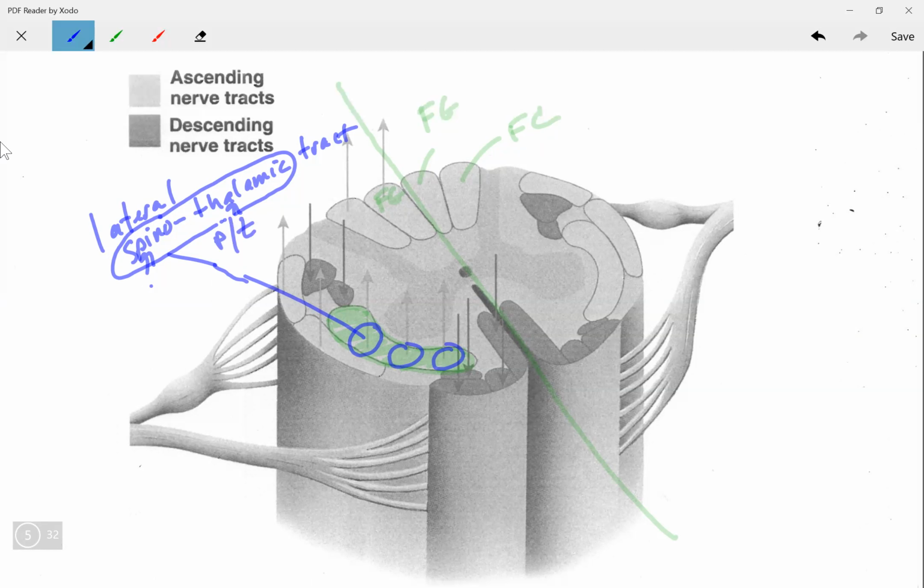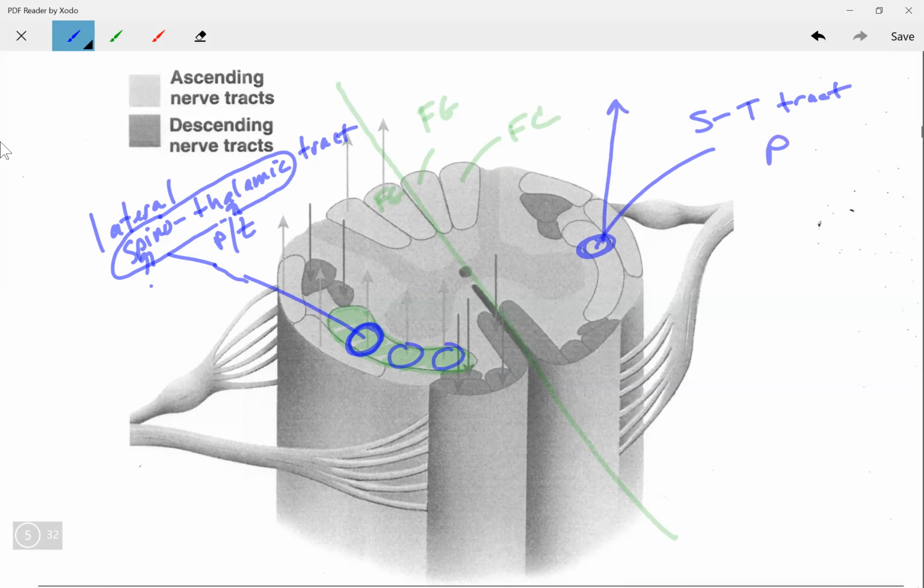Okay, and it is responsible for pain and temperature. So your lateral spinothalamic tract, which is located right there. So on this side, it would be located right there. Spinothalamic tract. It is an ascending tract responsible for pain and temperature interpretation.